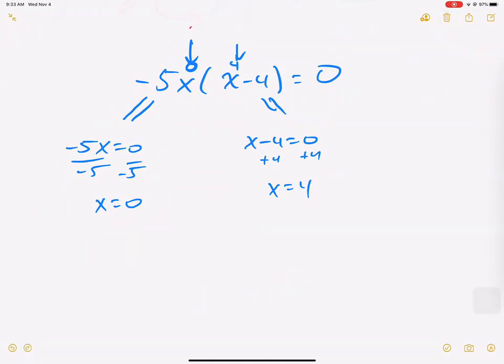Okay. What about that negative 5? What's negative 5 times 0? Still 0. Negative 5 doesn't matter. It's actually a distractor.